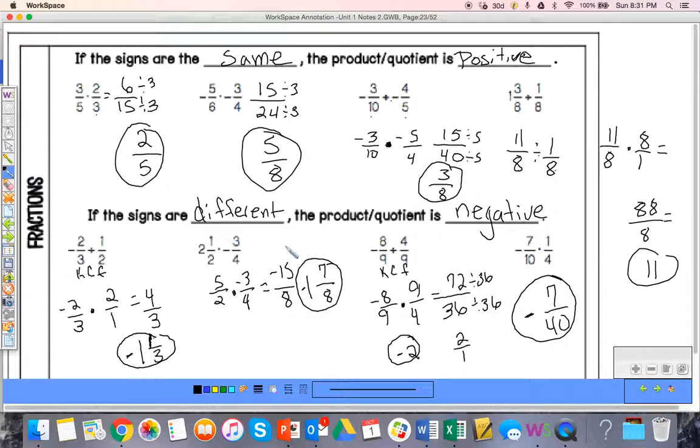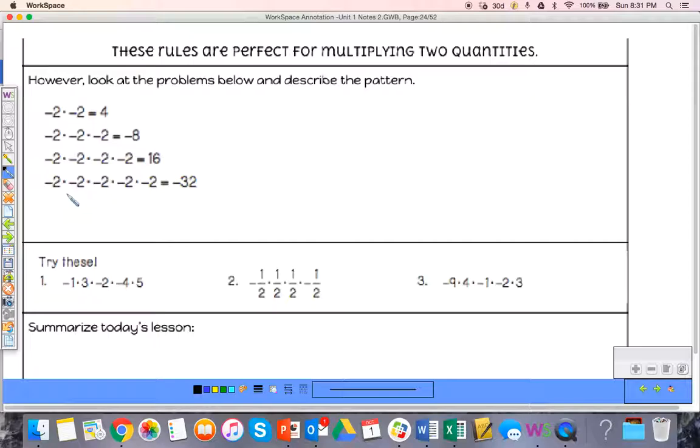So everything that we've done so far has been just two numbers multiplied or divided by each other. So what we're going to talk about now is what happens when we multiply more numbers together? So negative 2 times negative 2 is 4, so that's positive. But then we do negative 2 times negative 2 times negative 2, and we get negative 8, so that goes back to being negative.